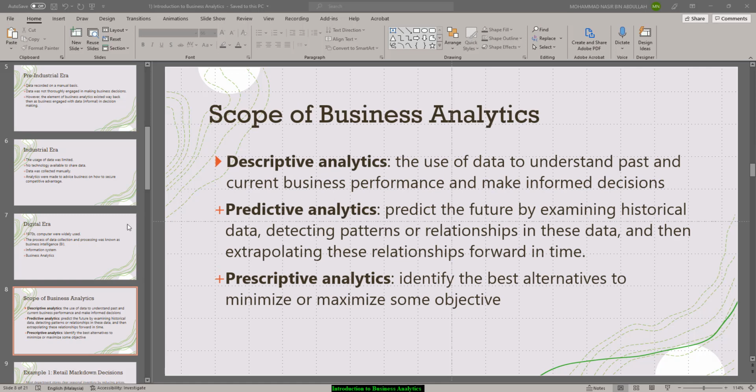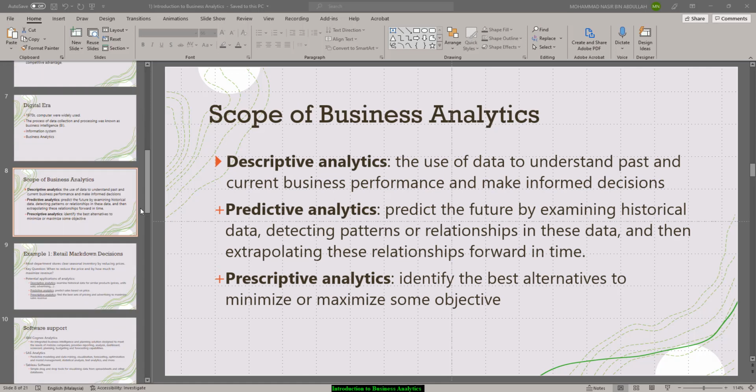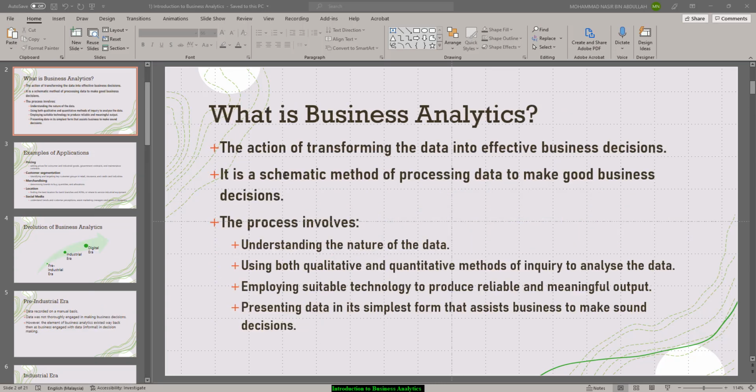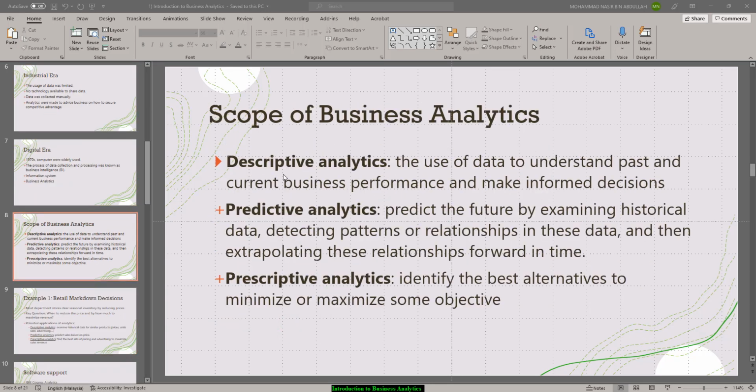So now let's look at the scope of business analytics. For the topics and subtopics I mentioned before, you can read the book for more information. You can find extra books. Do not rely only on the book we bought. Look for other books too, to add more information.